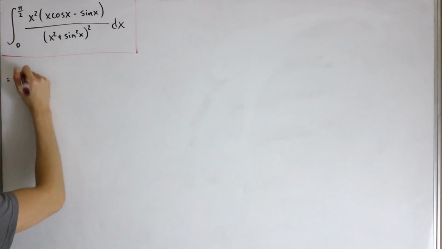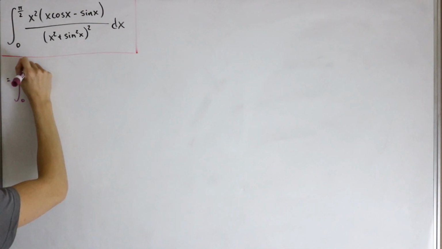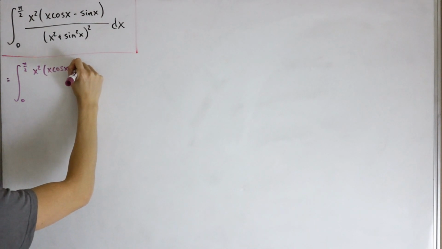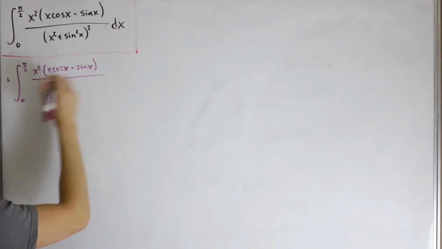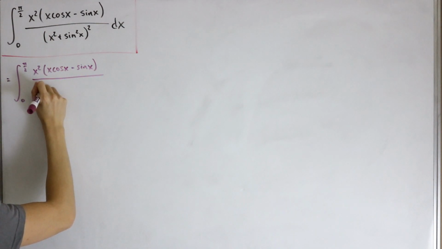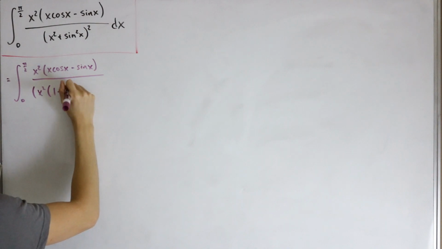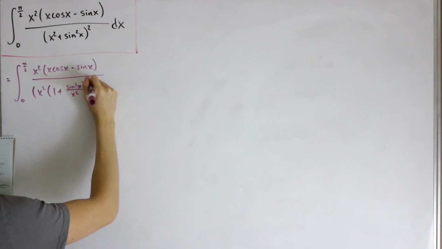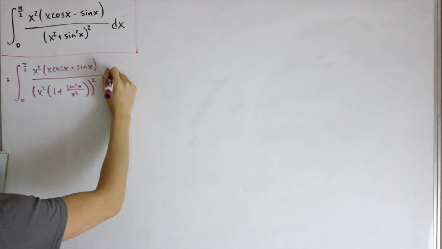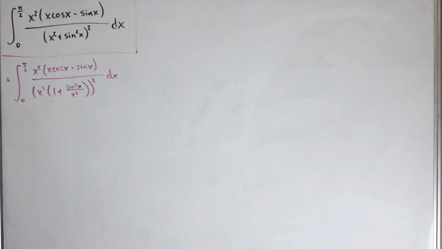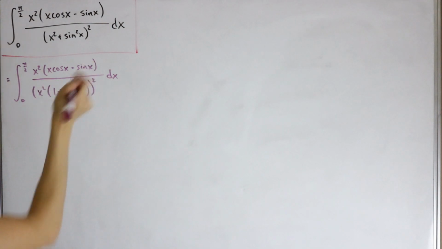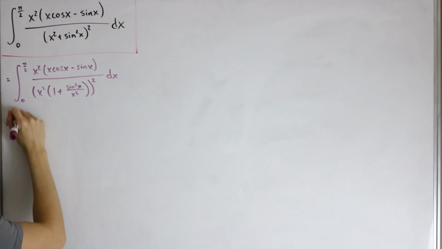To start off, there's this integral from 0 to pi over 2. Let me first write out our numerator, which remains unchanged. Then in our denominator, I factor out the x squared from inside this quantity, so I have x squared times (1 plus sine squared of x divided by x squared), and all of this is squared, dx. After squaring, we'll have an x to the fourth, and I'll divide that x to the fourth from both the numerator and denominator. This will yield the following.